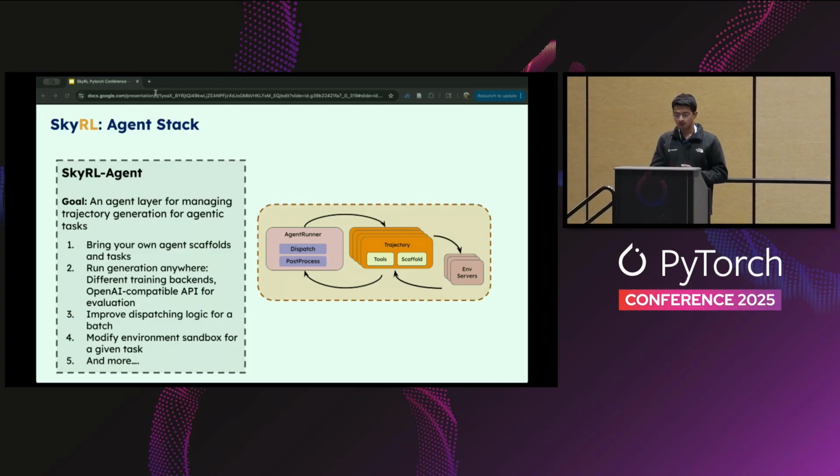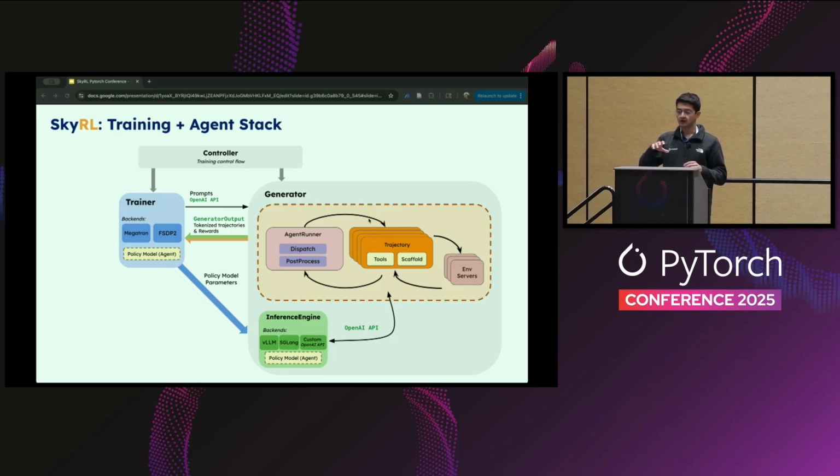And so we want to allow researchers to do things like bringing their own agent scaffold, running generation in any context. So that's different training backends, or maybe just an OpenAI compatible API for evaluation. We also want to be able to support improving just the dispatch logic for a given task, and maybe even change the environment sandbox for a task, etc.